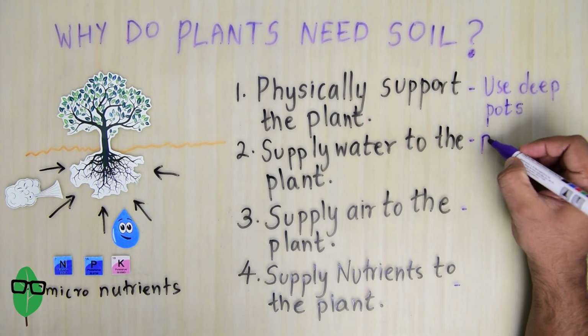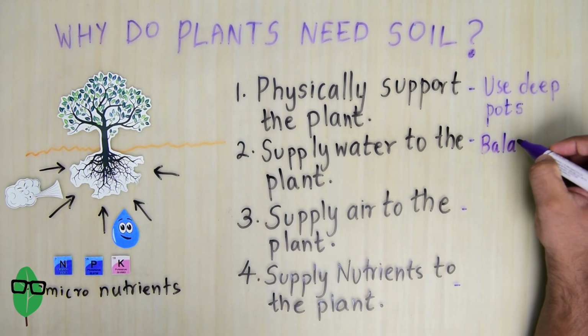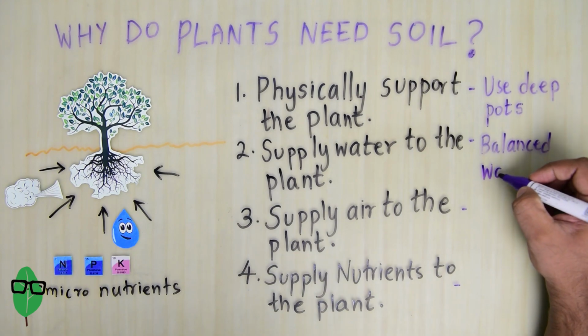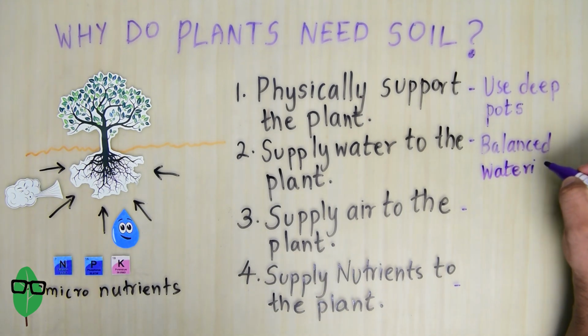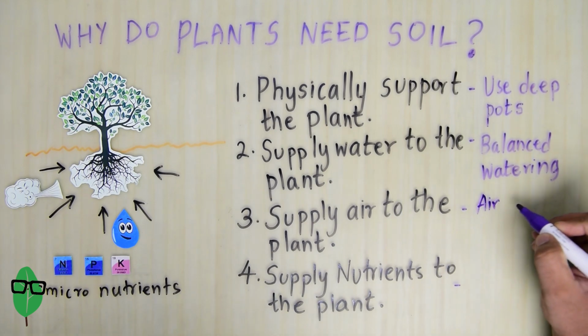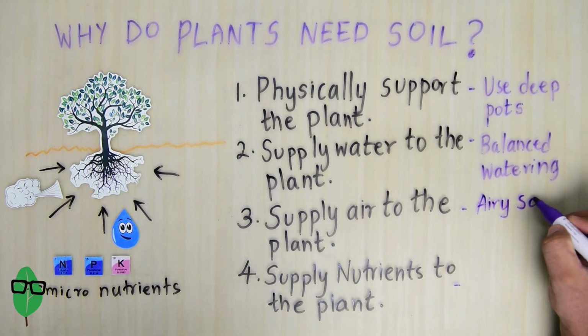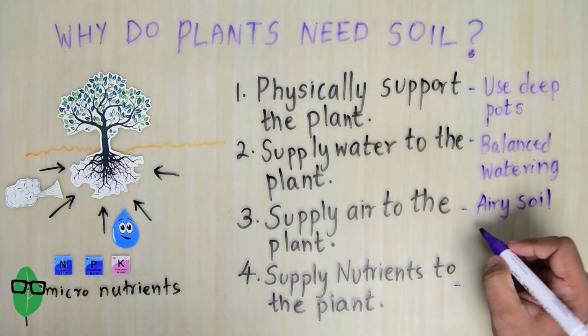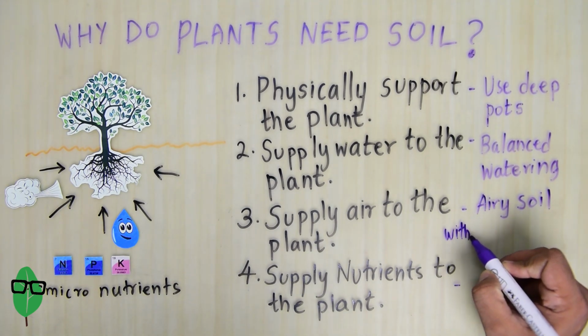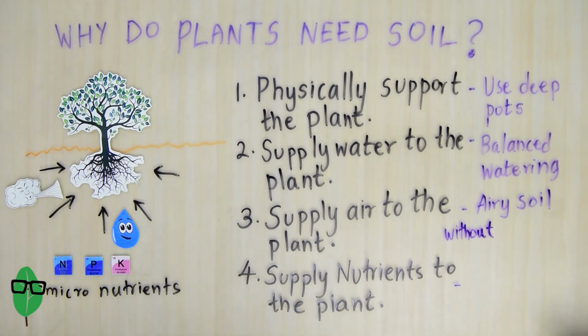Next is supply water to the plant. Understand that the soil is what supplies water to the plant. So you need to water at the base, not the leaves. Balanced watering is also needed, especially if your plants are in containers. Supplying air to the plant, the practical implication of this is you need to use airy soil. Don't use soil that is fully clay. There needs to be a component of sand or silt in it which gives some kind of airiness to it, or maybe coco peat.